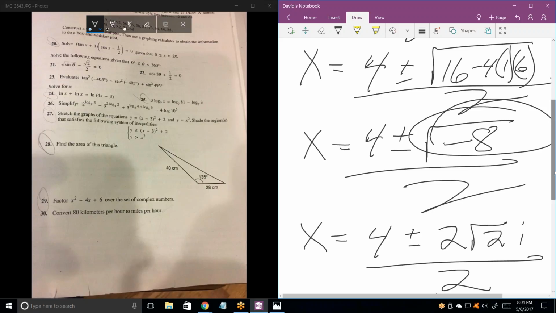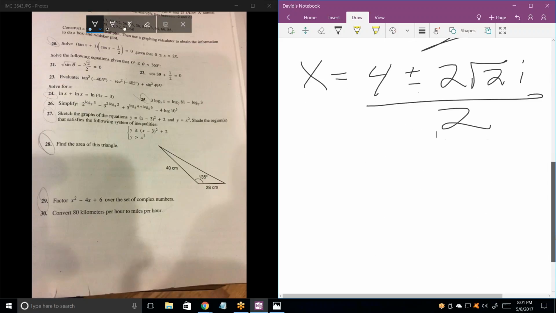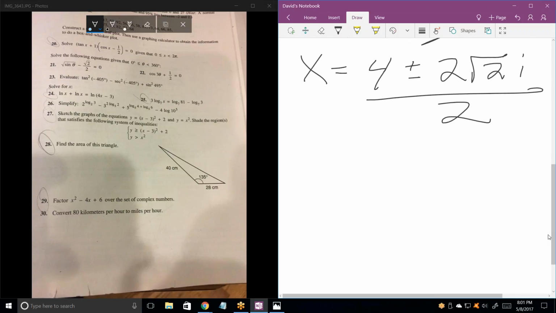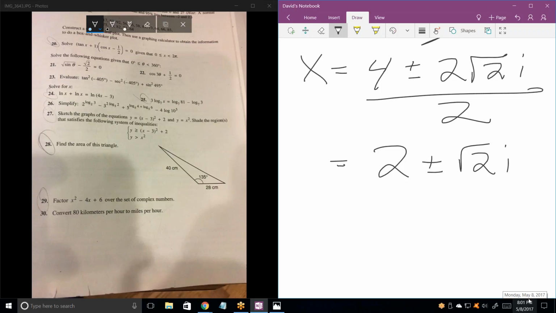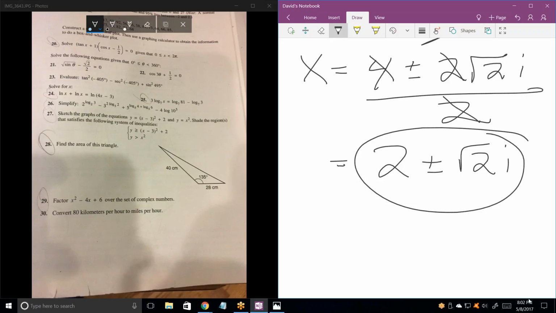Simplify that one more step. 2 plus 2 root 2 i. Almost. 2 plus or minus. Plus or minus, but it's just root 2 i. Is that what it said? Okay. Yeah, because I can divide that by 2, I can divide that by 2, and I can divide that by 2. And that gives you that. And that's the answer.